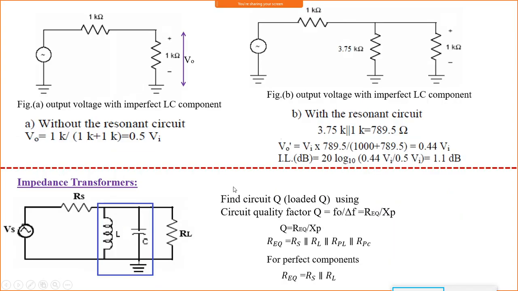It is similar to the previous problem. Without the network, you should find the voltage. So this is without inserting any network. That is equal to 0.5 VI, because 1k divided by 1k plus 1k gives 0.5 VI, similar to the previous problem.